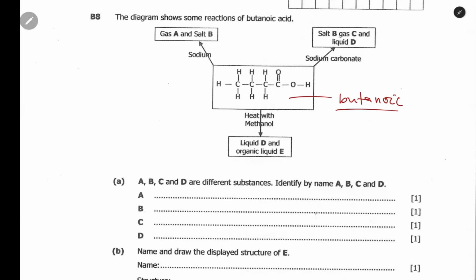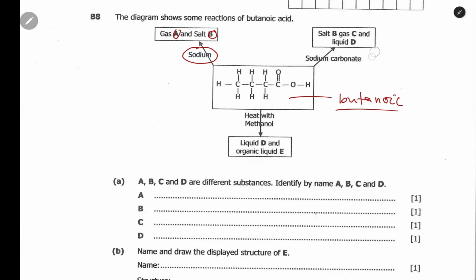So, the first question is that A, B, C, and D are different substances. Identify A, B, C, and D. So we are simply identifying the substances A, B, and C. Now look at this. Very important to start the reaction. So it means butanoic acid reacts with sodium, resulting in A and B. Then when it reacts with sodium carbonate, it results in B, C, and D.